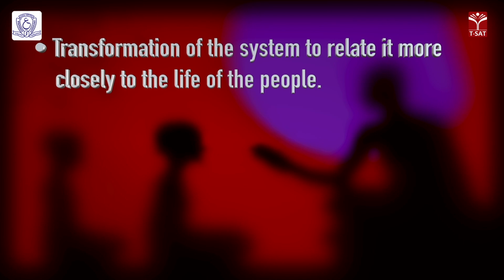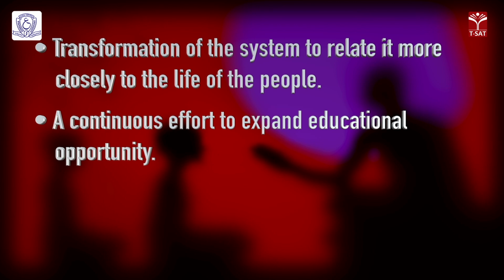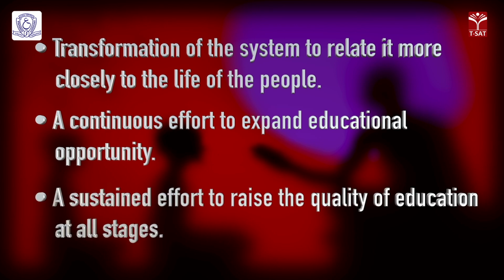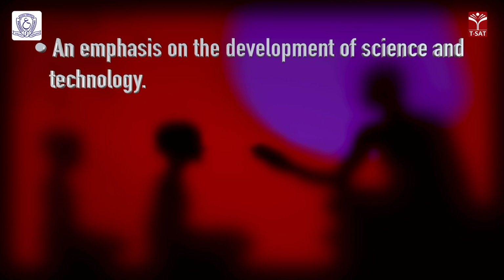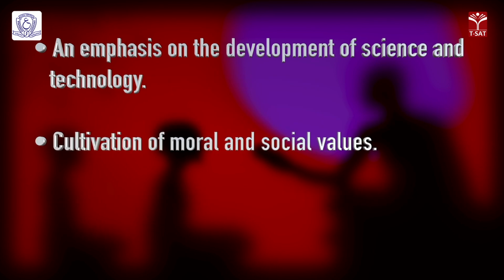Radical reconstruction of education was proposed in the resolution on National Policy on Education adopted in 1968. It involved transformation of the system to relate it more closely to the life of the people, a continuous effort to expand educational opportunity, a sustained effort to raise the quality of education at all stages, an emphasis on the development of science and technology, and cultivation of moral and social values. In 1986, stress was laid on the educational policy and the provision of equal opportunities of education to all classes.